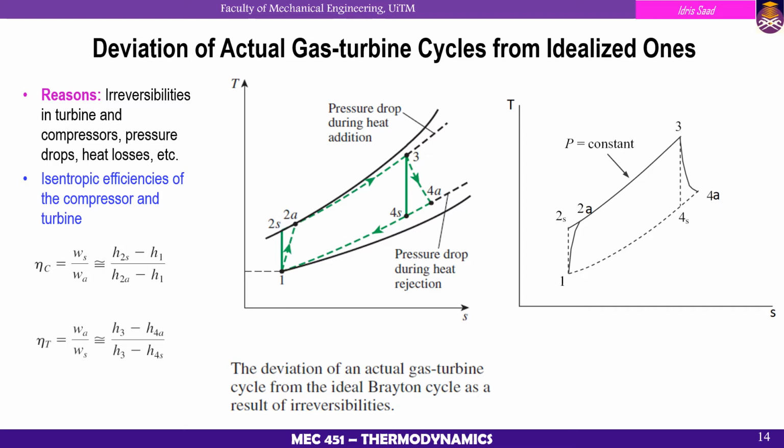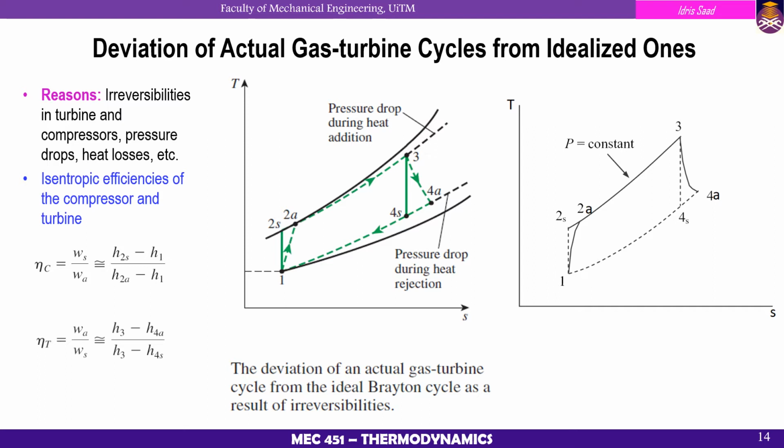However, for this subject, we only consider the deviation at the turbine and compressor only. The pressure drop and the heat loss are neglected to reduce the complexity of the analysis. Anyhow, you are all just first year engineering students, so it is rational to simplify some situations.